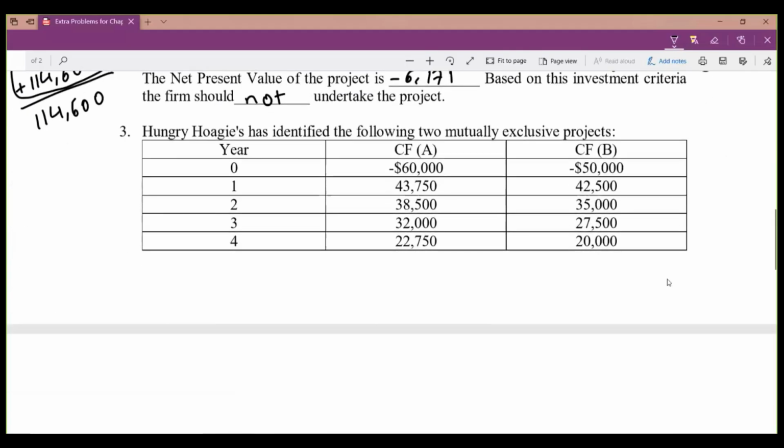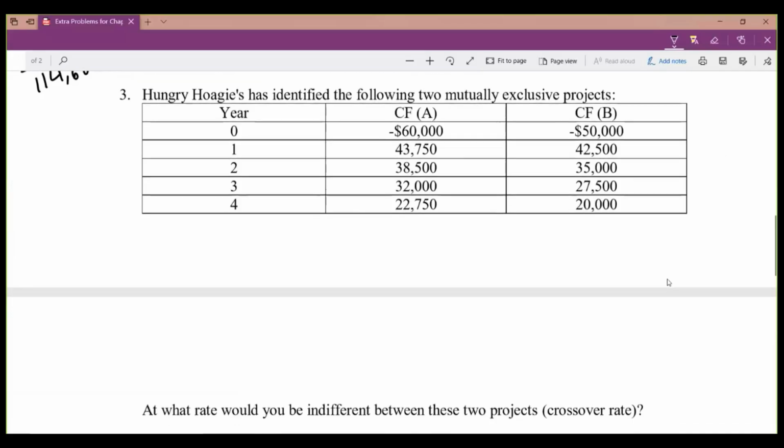Now, problem number 3 is about two mutually exclusive projects. So in this case, you are asked to find the rate at which you would be indifferent between the two projects. So here, whether it's specified or not, whenever you are asked about the rate at which you are indifferent, this means the rate at which NPV of A equals NPV of B. So you should find the crossover rate.